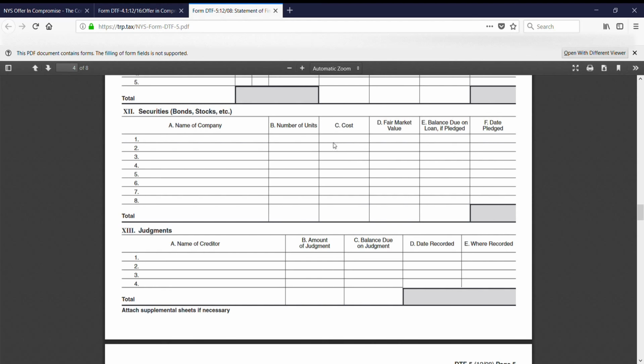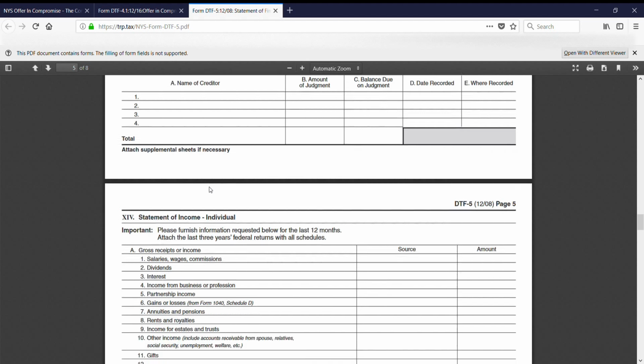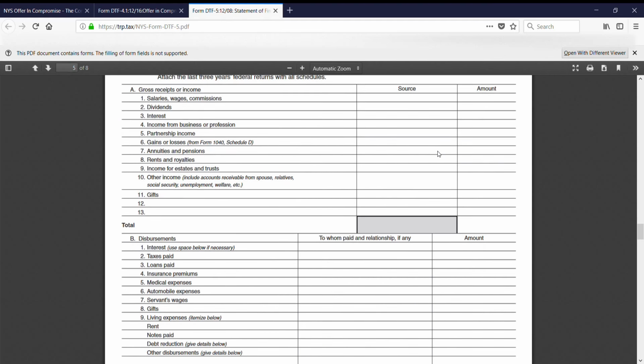Security, stocks and bonds, they don't know about your stocks. Judgments, it's pretty much has anyone sued you and do you owe them money. That's kind of what it is. Statement of income, they want to see what you're getting, how much money you're making, where is it coming from, and all that.